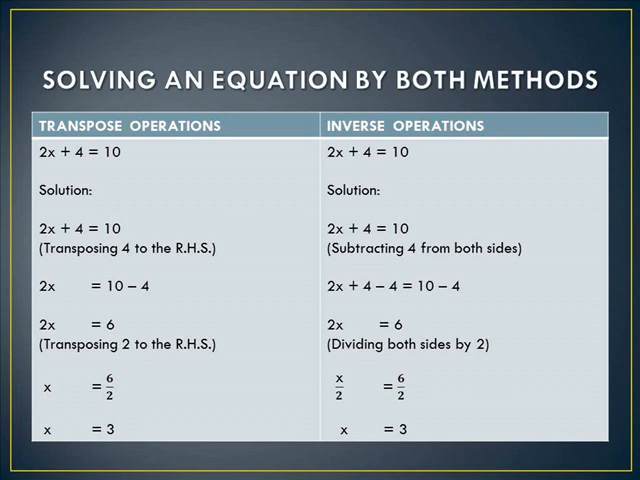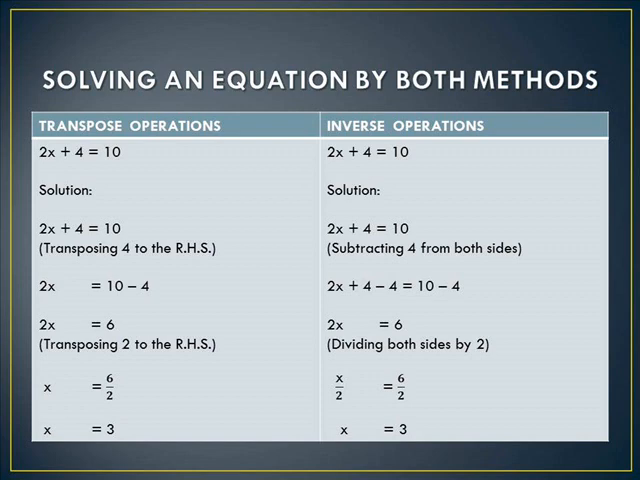Now that we have learned about both the methods, transpose operations and inverse operations, let us solve an equation by using both the methods. The equation that we have over here is 2x + 4 = 10. Since our aim is to keep the variable on the left hand side, let us transfer all the other terms to the right hand side. As 4 is added on the left hand side, when we transfer it to the right hand side, we subtract 4. We can write the equation as 2x = 10 - 4.